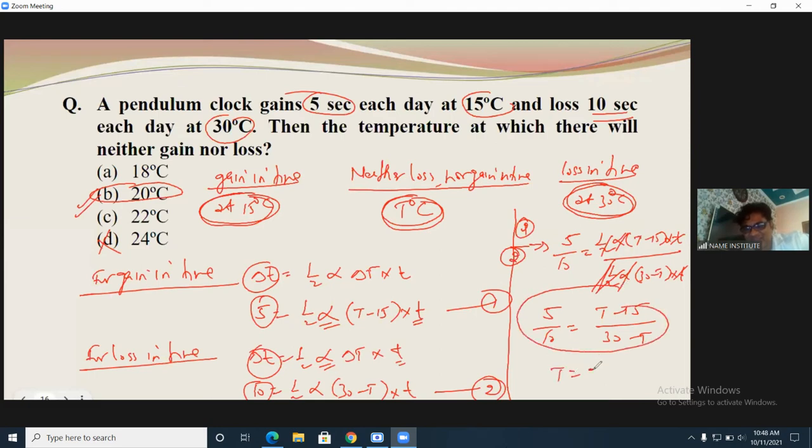This t will come to 20 degrees Celsius, and this t is the temperature at which there will be neither loss nor gain in time. So when the temperature is 20 degrees Celsius, there will be neither loss nor gain in time.